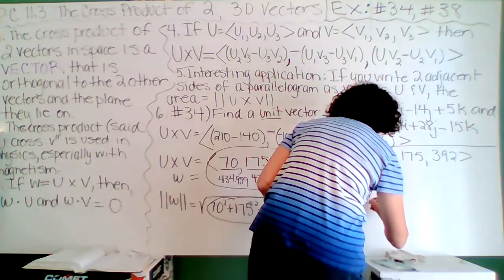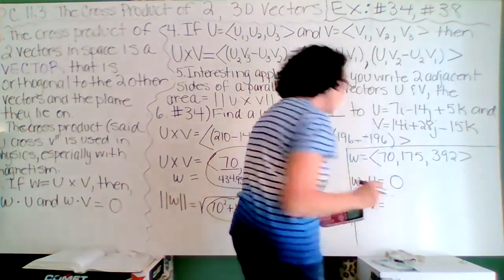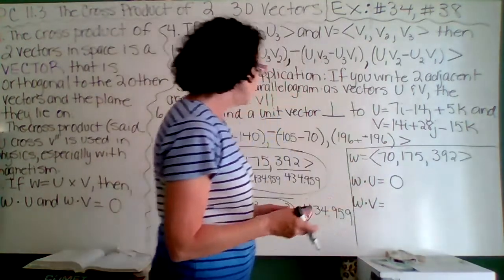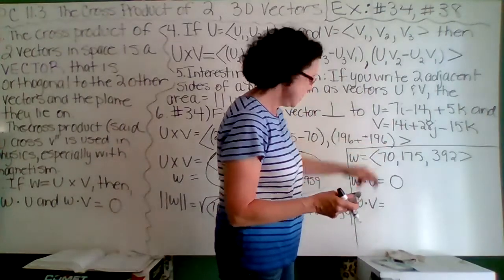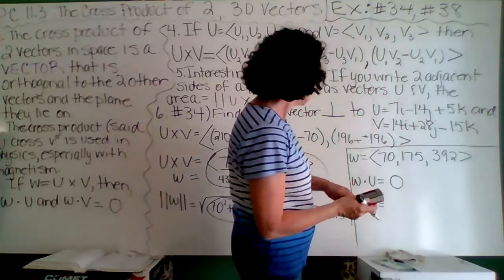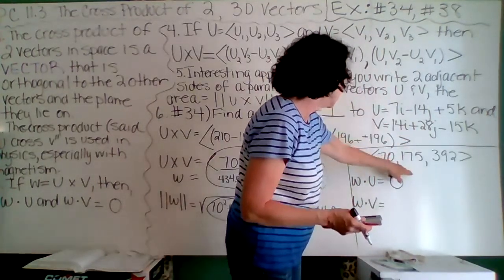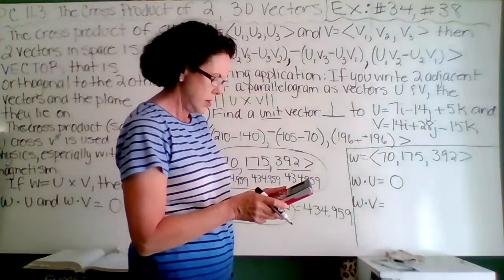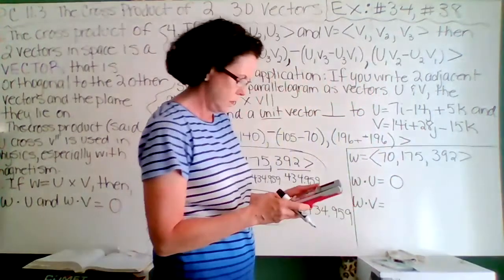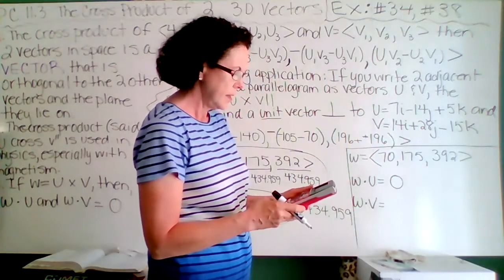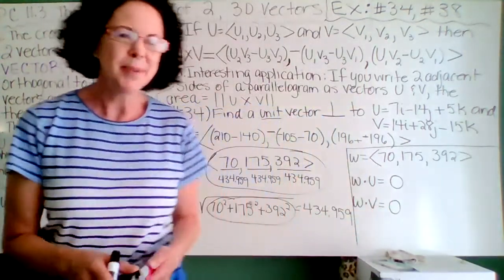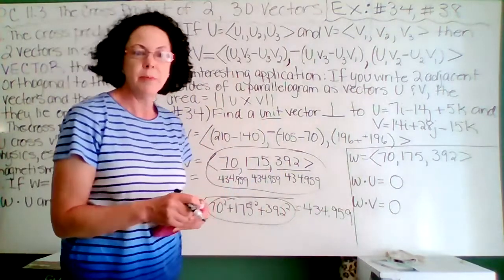I also want to show, not that it's necessary, though I think they ask it sometimes in the book, that W is orthogonal to V by doing the dot product. So I'm going to do 14 times 70 plus 28 times 175 plus negative 15 times 392. And we do get a 0. All right. Sorry for the huge numbers. Okay, we're going to look at problem number 38 now.